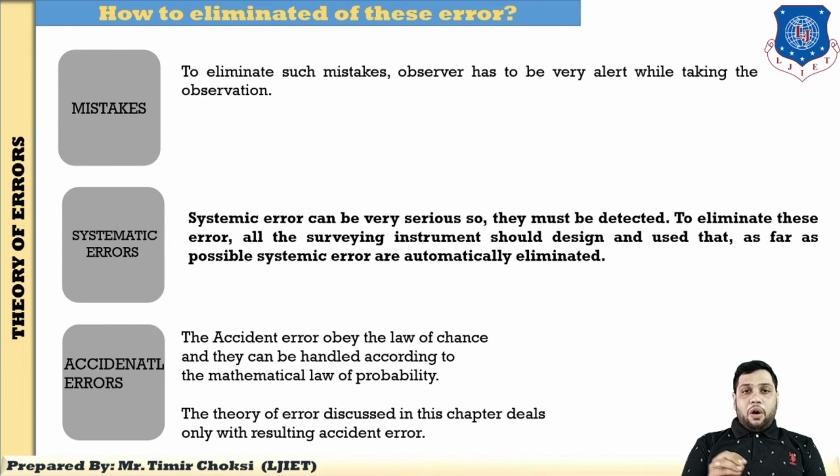So the theory of error discussed in this chapter deals only with the resulting accidental error. The main goal of the whole chapter is to find the probable error or most probable value, because accidental errors cannot be found directly by some law. So this chapter focuses only on handling the accidental error.